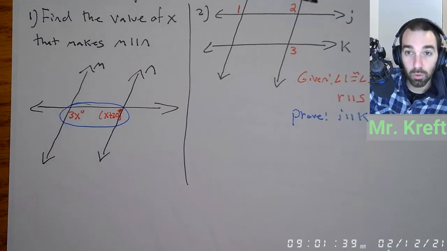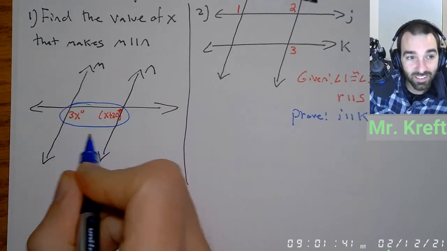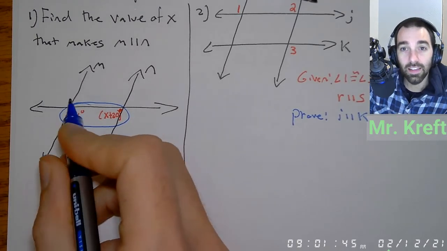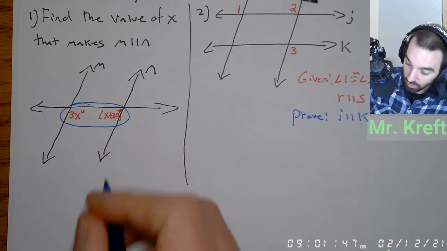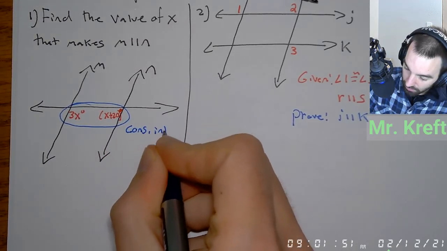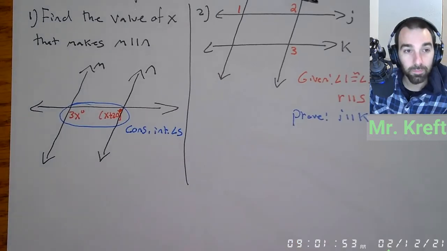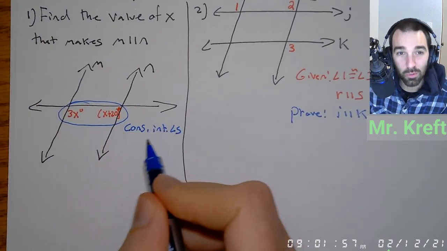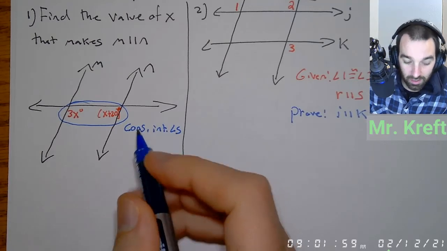If we take a look at this, both these angles are on the inside. So that's the key. They're both on the inside and they don't alternate. So these would be consecutive interior angles. Okay, so that's your first step. You want to figure out, what kind of angle relationship do I see?